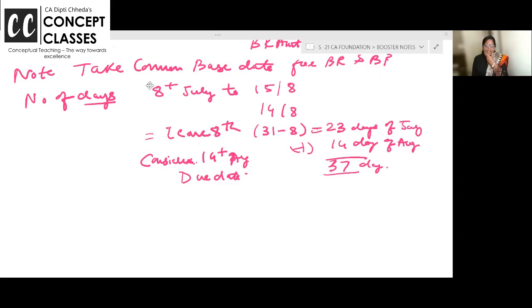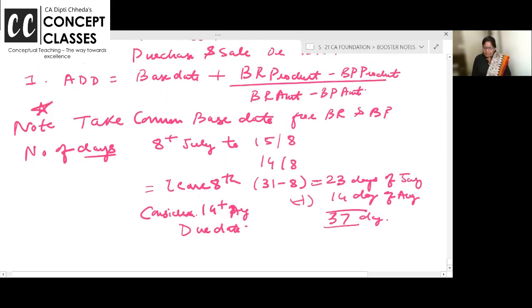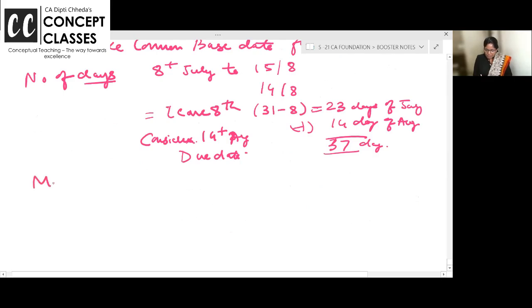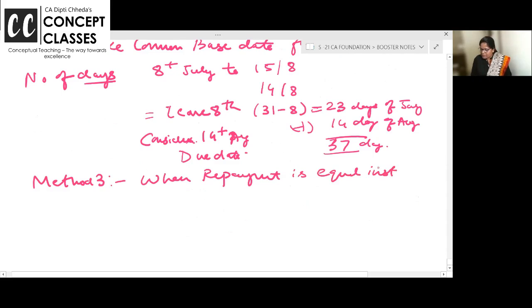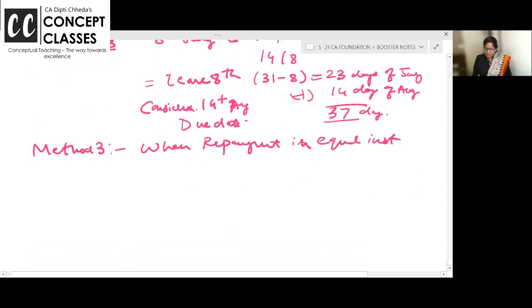और क्या point लिखना है आप बोलो? I think I have given you all the formulas notes. Purchase sale के लिए same या एक third method लिख लो ना, last one. Method 3. When repayment is equal installment. Repayment is done in equal installment.